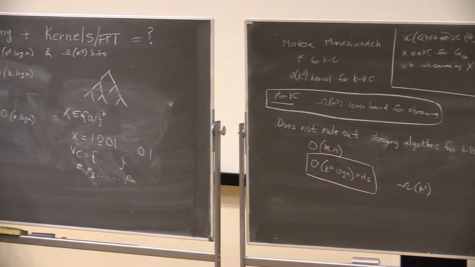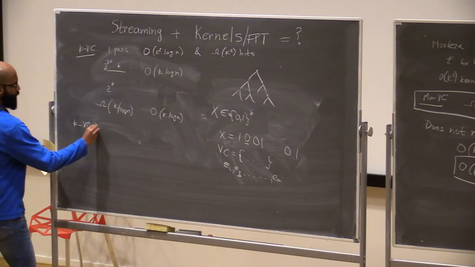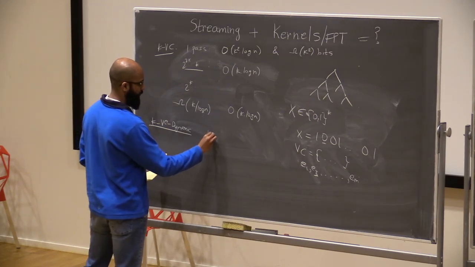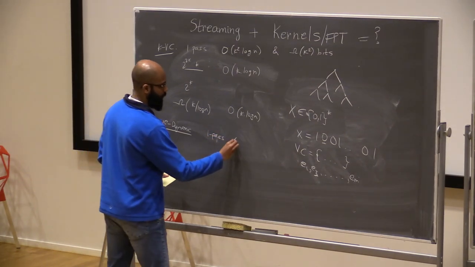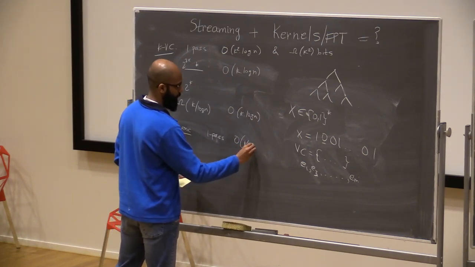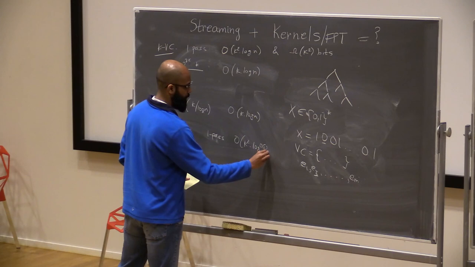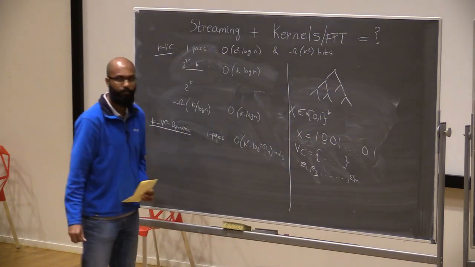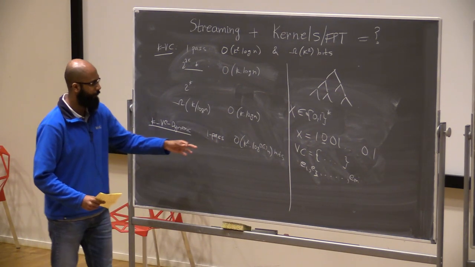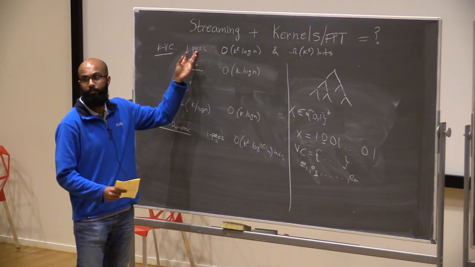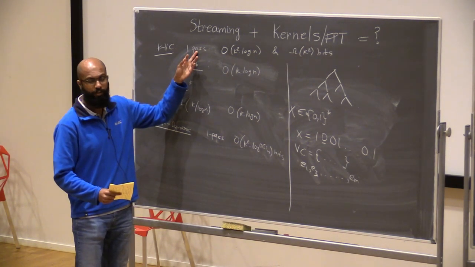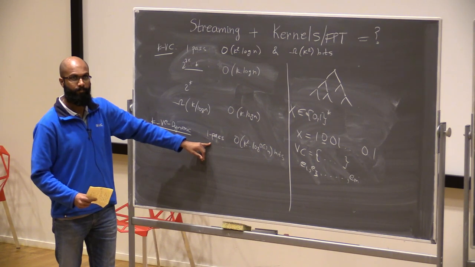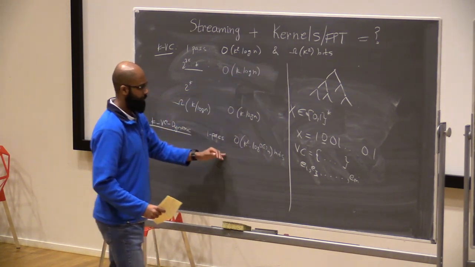So when you have k vertex cover, but for dynamic graphs, then what we are able to show is that there is a one pass algorithm which uses k squared polylog n bits. So we basically haven't lost much compared to this algorithm. Of course, this was deterministic. This one is not. And this lower bound holds here as well.